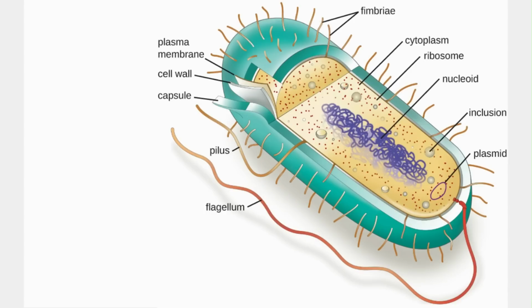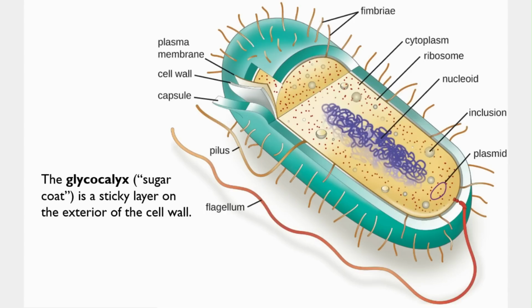Previously, we discussed the function of the glycocalyx, the sticky layer on the exterior of the cell wall. When well organized and tightly bound to the cell, it is referred to as a capsule. However, when loosely bound, this layer is endearingly referred to as a slime layer. Who can recall a major structure that slime layers can lead to? Hopefully, some of you thought of a biofilm.